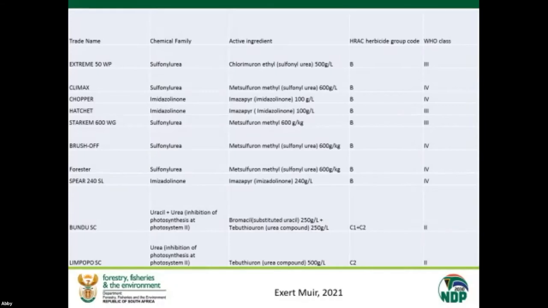This slide gives you information which is very important if you look at the HRAC herbicide group codes. These give codes of where the pesticides fall in the same mode of action, and you'll notice the top eight fall in the same group, which means they have the same mode of action, and this causes a concern when it comes to potential resistance building using pesticides in the same HRAC group. So this is a concern for the department in potential resistance building of certain pesticides.